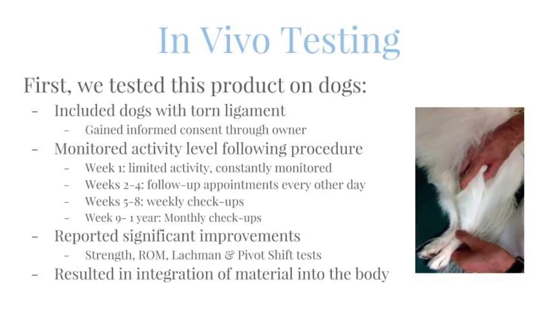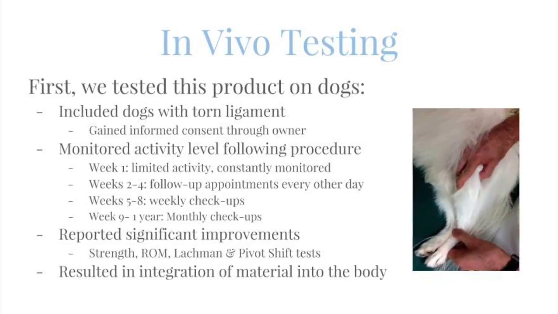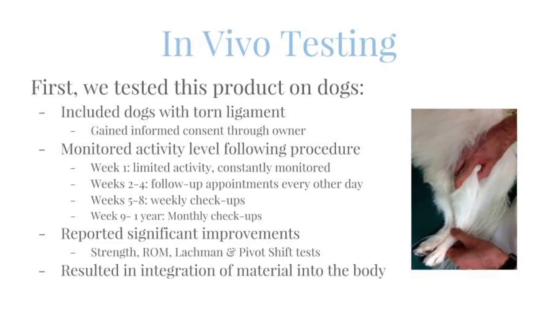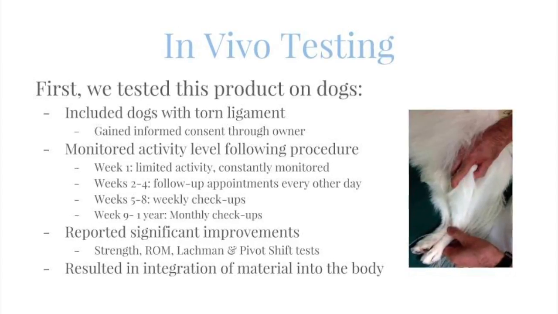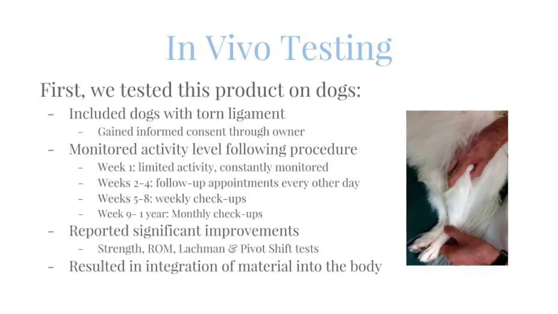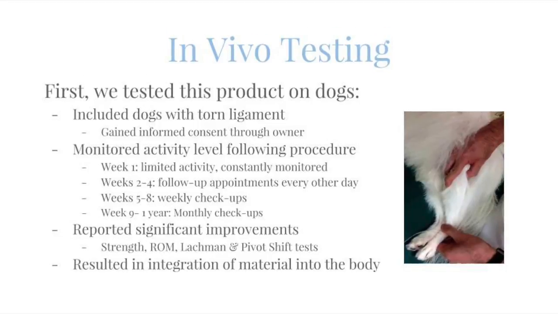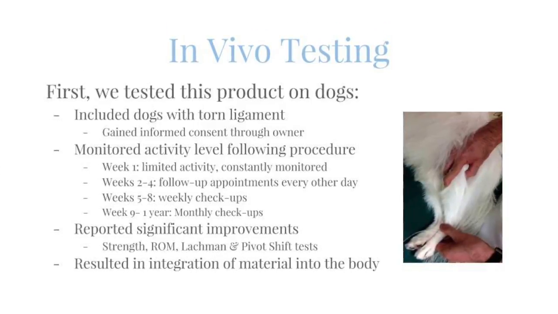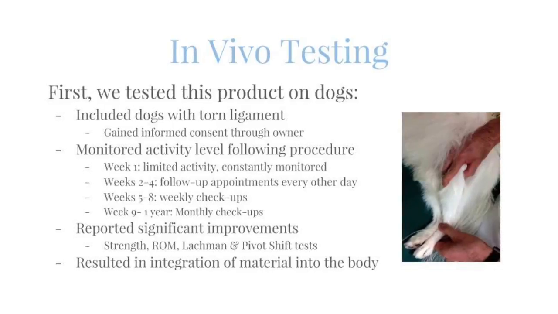During week 1, the dogs were limited in their activity. Weeks 2 through 4 included follow-up appointments every other day. Weeks 5 through 8 consisted of weekly checkups, and monthly checkups were performed from weeks 9 through the remainder of the first year. Significant improvements in strength, range of motion, and laxity were recorded during each checkup, and results indicated that the material was successfully integrated into the dog's bodies and produced no adverse effects.